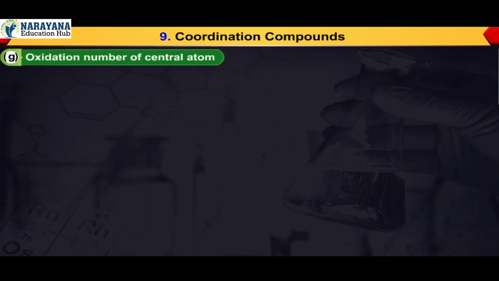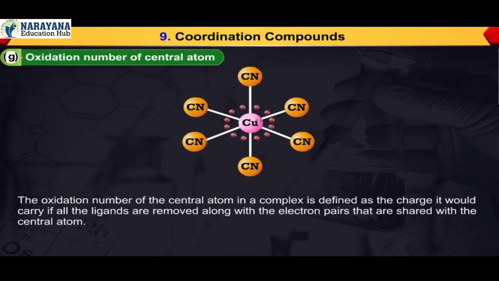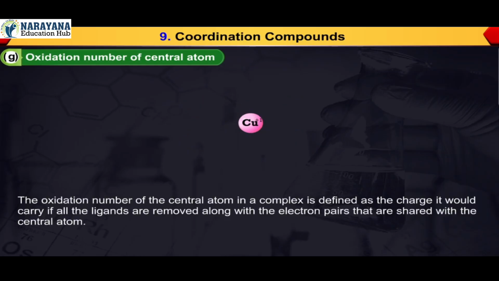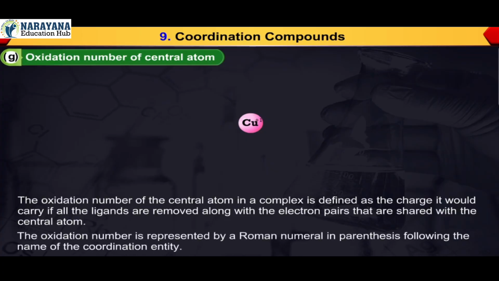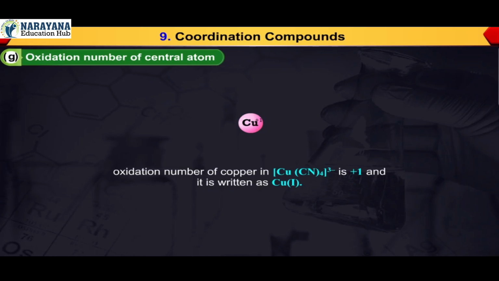G. Oxidation number of central atom. The oxidation number of the central atom in a complex is defined as the charge it would carry if all the ligands are removed along with the electron pairs that are shared with the central atom. The oxidation number is represented by a Roman numeral in parentheses following the name of the coordination entity. For example, the oxidation number of copper in [Cu(CN)4]3- is +1 and it is written as Cu(I).